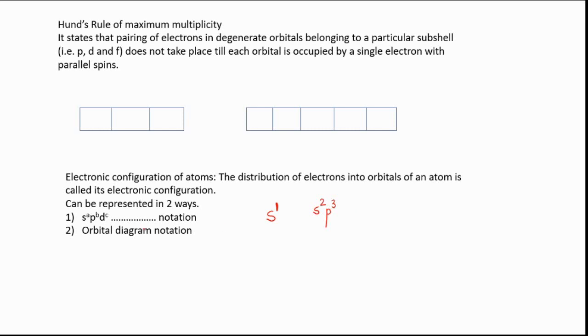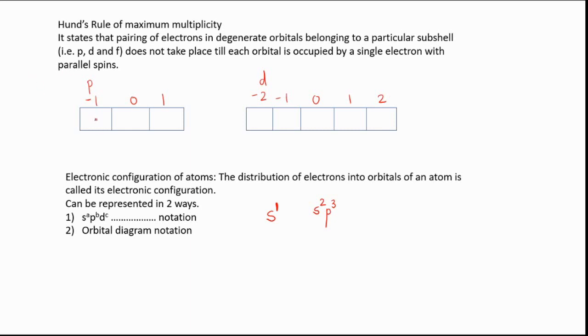And the second way is the orbital diagram notation. The orbitals are drawn as boxes, and the electrons are filled into these boxes. The number of orbitals for a p subshell is 3 and for a d subshell is 5. For p, we have -1, 0 and 1. For d, we have -2, -1, 0, 1 and 2. So this is the orbital diagram notation.